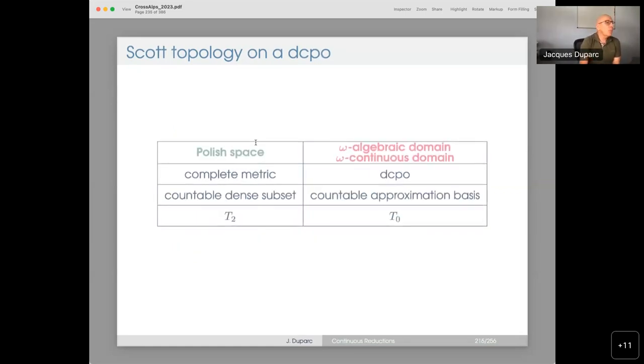Okay, let's compare. You have Polish spaces on one side with complete metric. You have omega algebraic domains, omega continuous domains with the notion of DCPO. You have countable dense subset on one side. You have countable approximation basis on the other side. You have Hausdorff topology, T2, on one side, and you have T0 Kolmogorov on the other side.